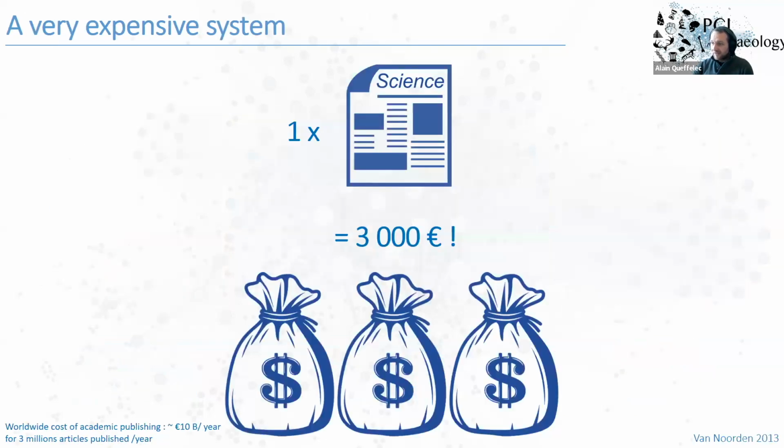With the current system, every scientific paper which is published costs approximately 3,000 euros. If you just take the number of published papers every year and divide it into the cost of academic publishing worldwide, the result is approximately 3,000 euros only for the publication system, of course, not for paying the scientists, the infrastructure, or the science to be done, only for publishing.